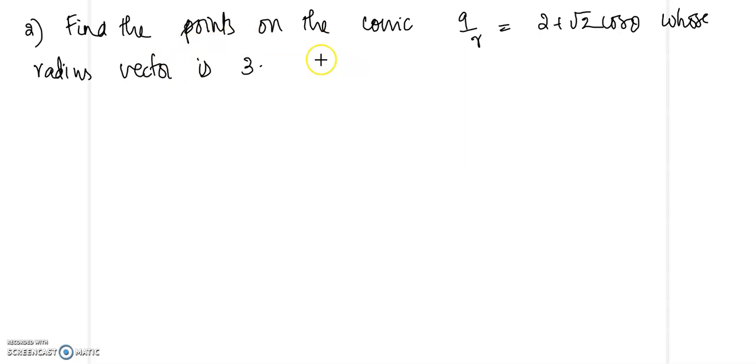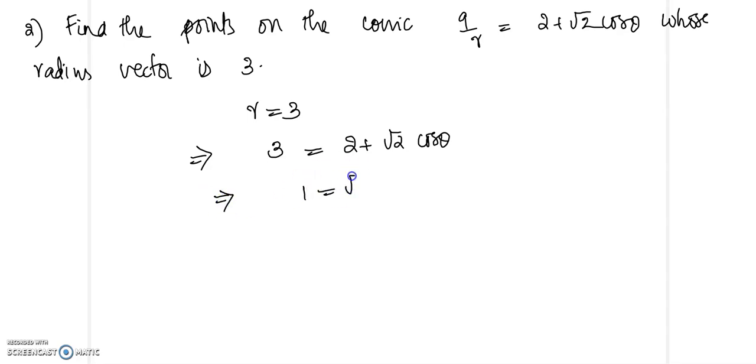The next problem is to find the points on the conic 9 by R equal to 2 plus root 2 cos theta, whose radius vector is 3. So we need to find the points on the conic such that R is equal to 3. So R is equal to 3, so that implies we will get 3 equal to 2 plus root 2 cos theta. So we need to find the value of theta satisfying this condition. So we will get 1 equal to root 2 cos theta. So that implies cos theta is equal to 1 by root 2.